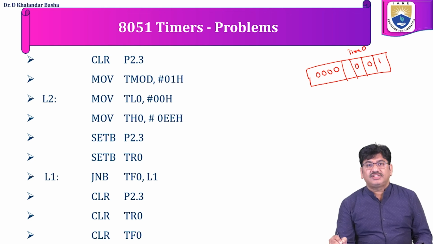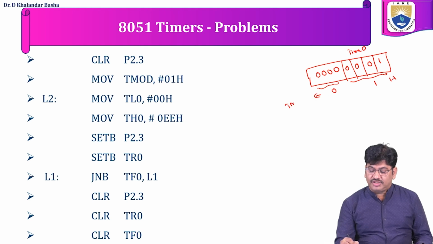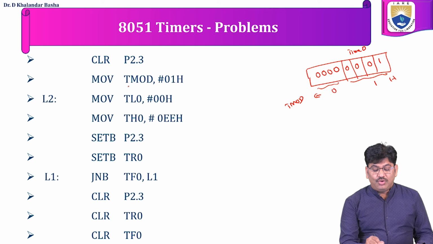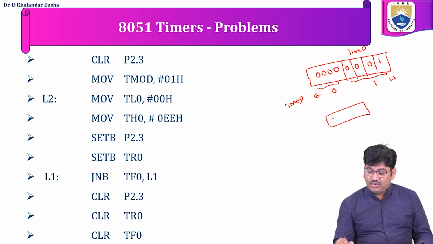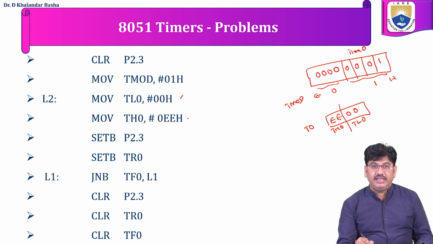As it functions as a timer, we will write this bit as 0. Gate bit is not required. So the value which we are writing is 01H into the TMOD register. MOV TMOD, #01H. The count which we want to load into the T0 register is EE00H by moving TL0 as 00, TH0 as 0EEH, as it is starting with an alphabet, prefix with 0.